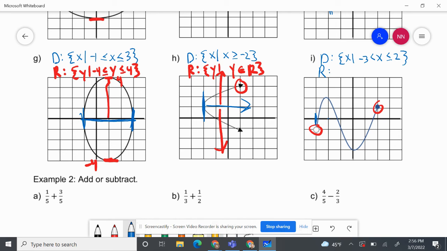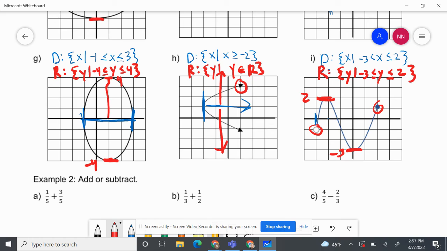When I'm looking at my range, I'm talking about my y values. My lowest y value is right here, which is -3. My highest one is 2. So that means that my y values are in between -3 and 2. It includes both of those points, so I have a line underneath both of those points.